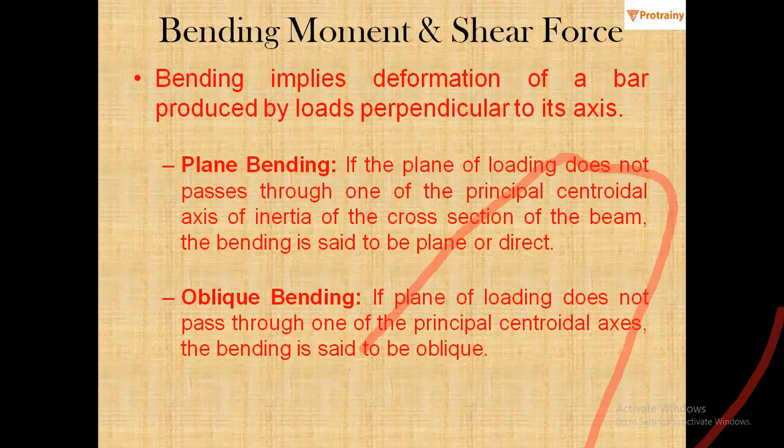ठीक है, अगर ये नहीं है, if that is not the case, if plane of loading does not pass through one of the principal centroidal axis, अगर वो x या y के अलावा किसी और एक्सिस पर plane of bending है, then that means your bending is said to be oblique.